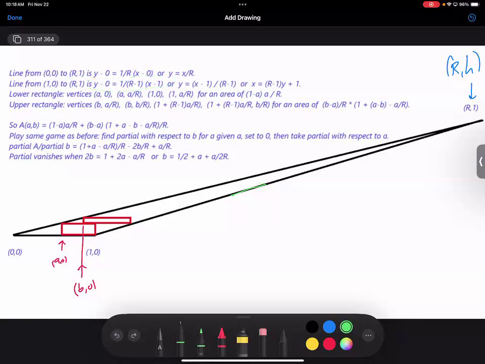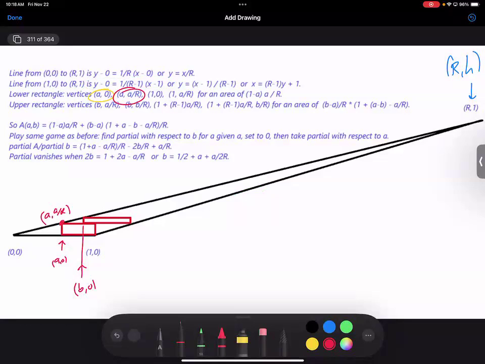And now I just start to find what are the coordinates of the other points. For the lower one, we already knew we had a, 0. Now we go up from a, 0 and see where we hit the side. And that's going to be a, and then a over r for over here.